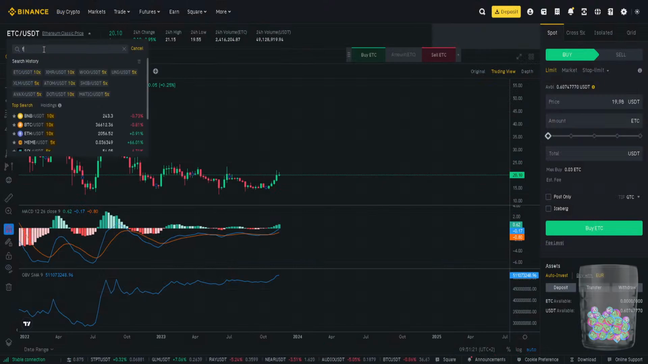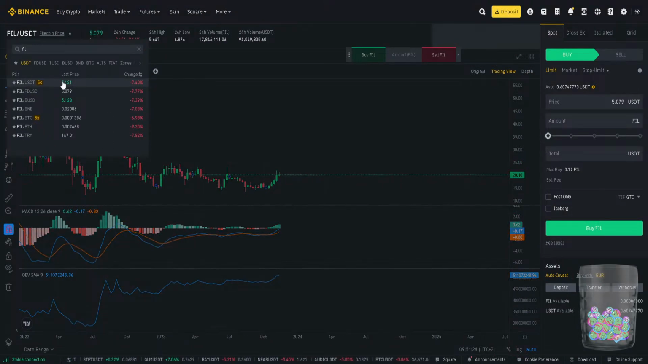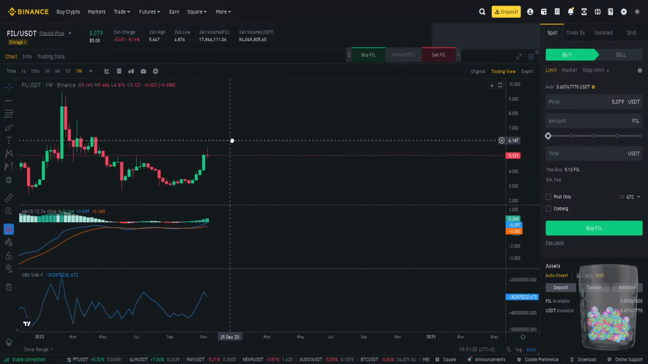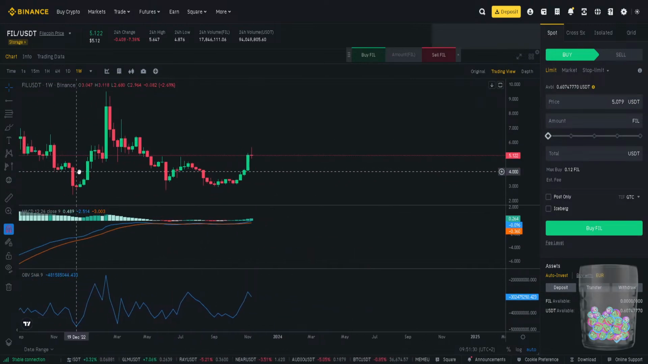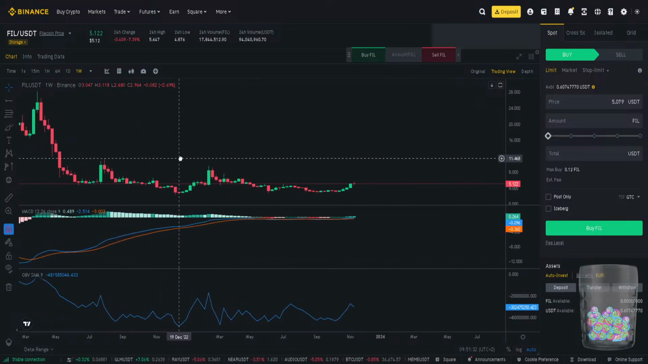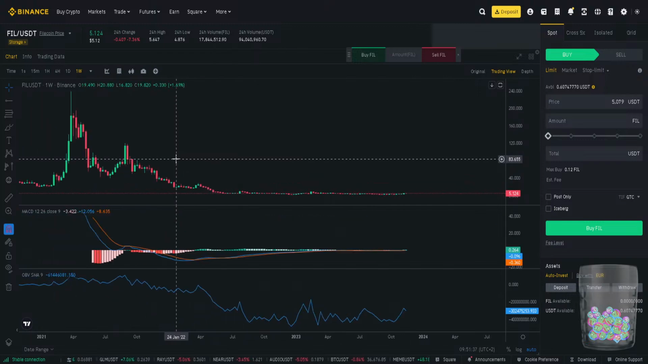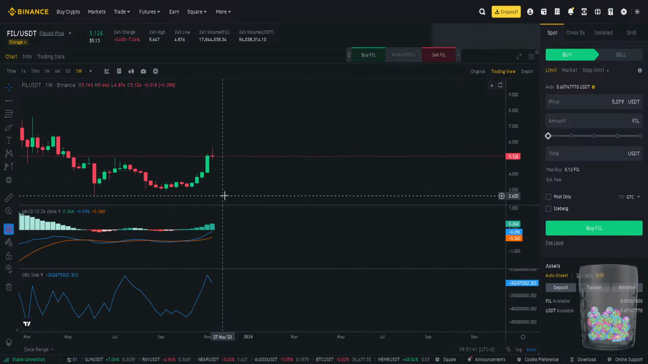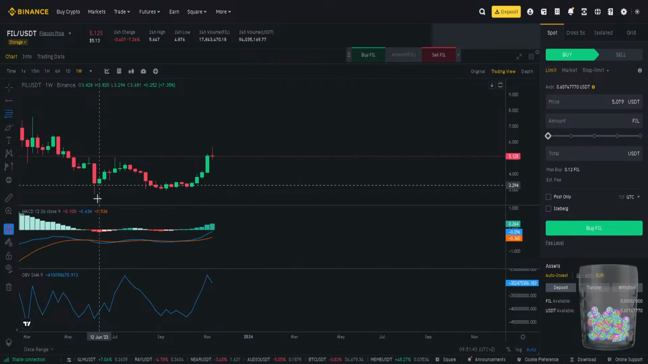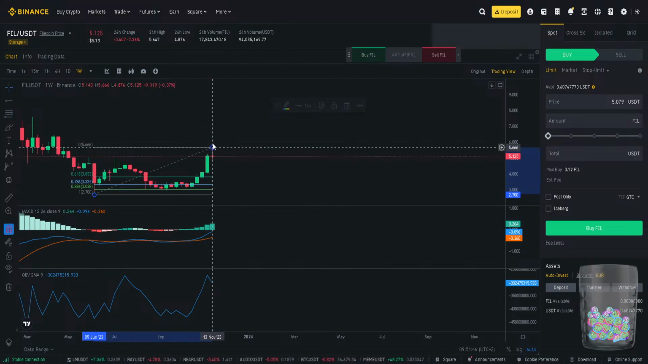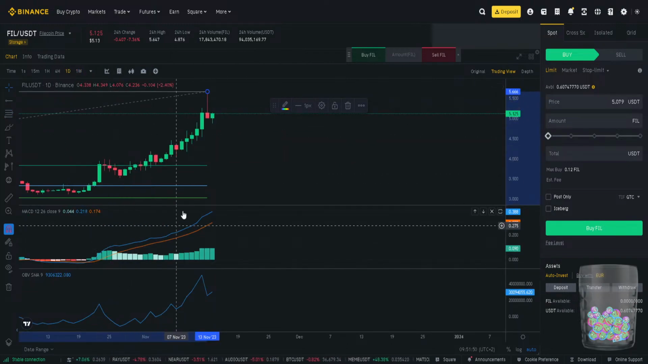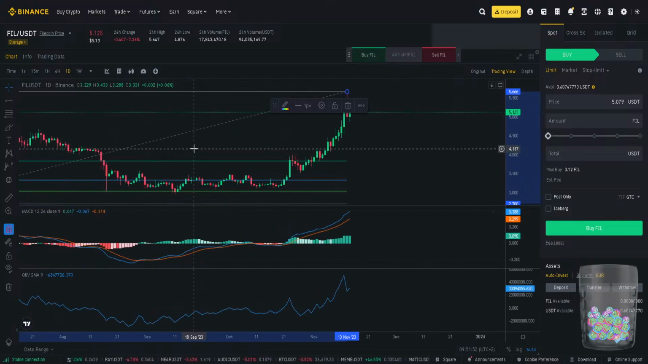The next few coins I'm going to get are the coins that are really in love with the charts. So Filecoin. Let's see if we can see divergences on the shorter term. No real divergences there.